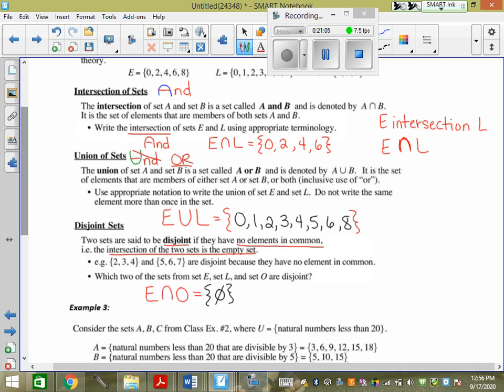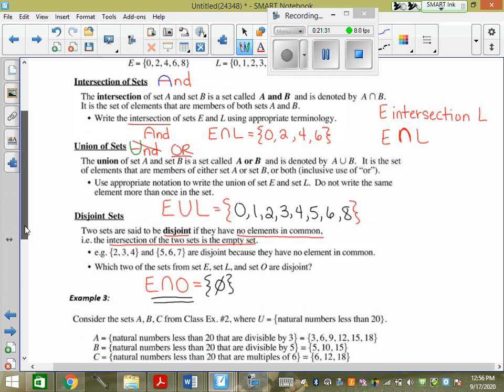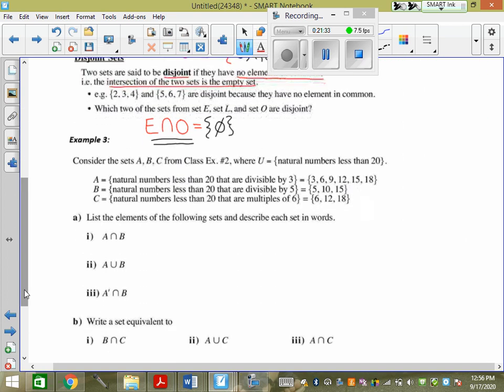So they could say which of the two following sets are disjoint, and you'd say E and O. And if they said why, you could say because you can just show this: E and O equals the empty set. Therefore, there's nothing in common, right? So that's how you prove the empty set. You prove the empty set by doing the intersection of two sets, not elements, it's sets. The intersection of two sets, and if they have nothing in common, they're disjoint. Okay? Let's look at example 3.